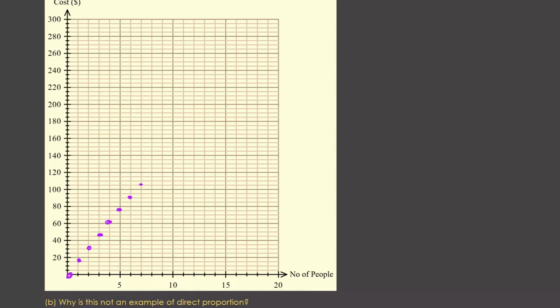and 8 people are going to cost 120, and then 9 people will cost 135, and finally 10 people are going to cost $150. But what happens at that point is that the ticket's now only going to cost $10.